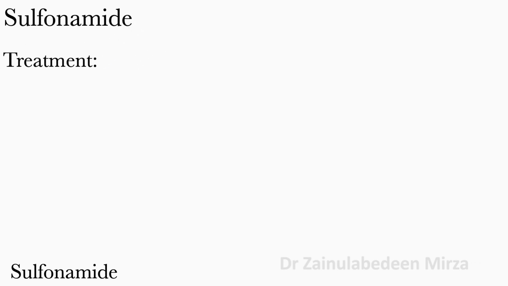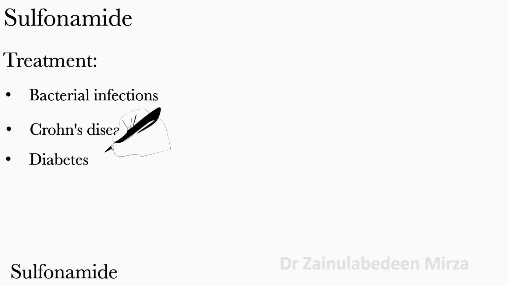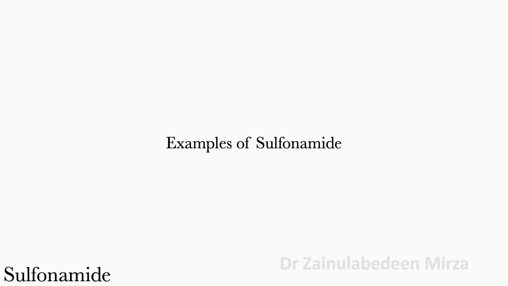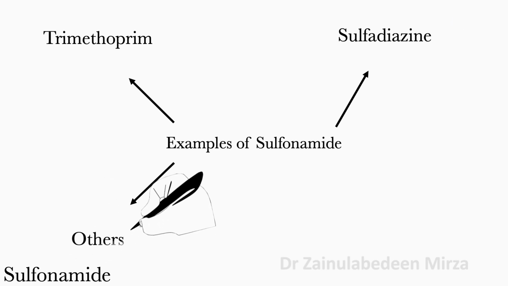Sulfonamides are used to treat bacterial infections, Crohn's disease, diabetes, and ulcerative colitis. Examples of sulfonamides are trimethoprim, sulfadiazine, and others.